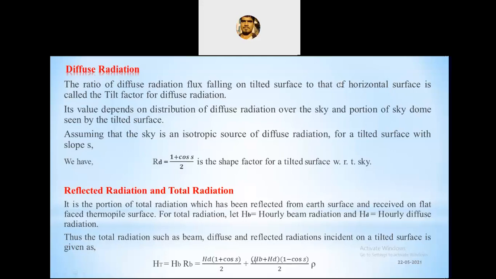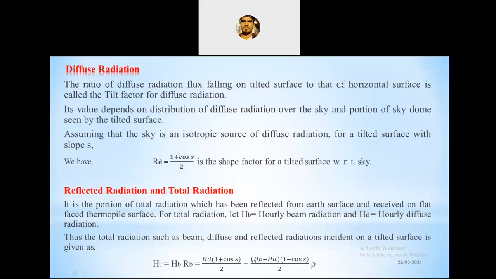So RB is the beam radiation factor for a tilted surface. RD means the factor for diffuse radiation, which is given by (1 plus cos S) divided by 2. So S is the slope of the receiver or collector, and this is the shape factor of the tilted surface with respect to the sky.